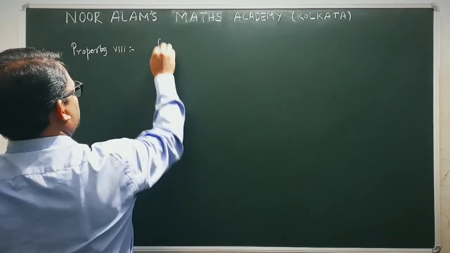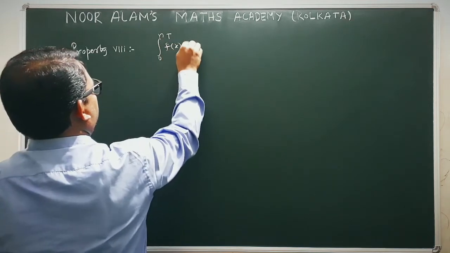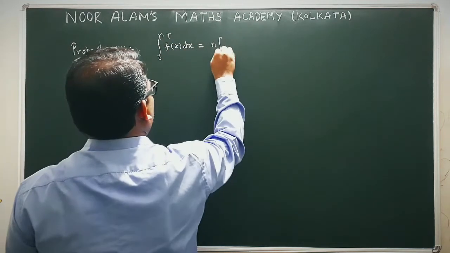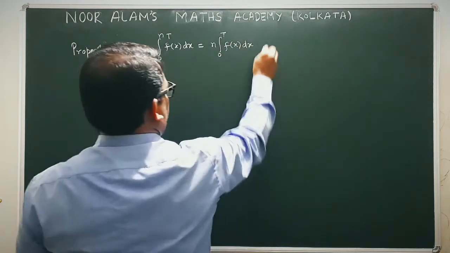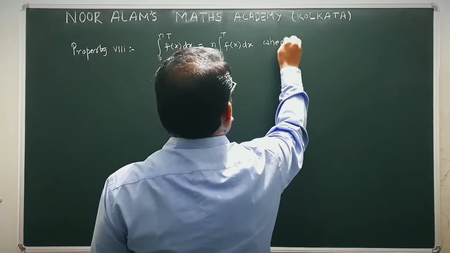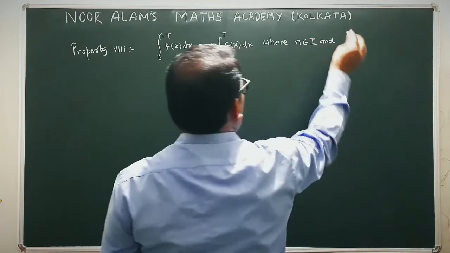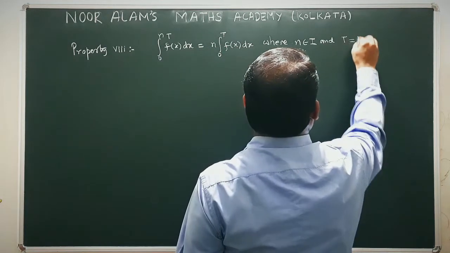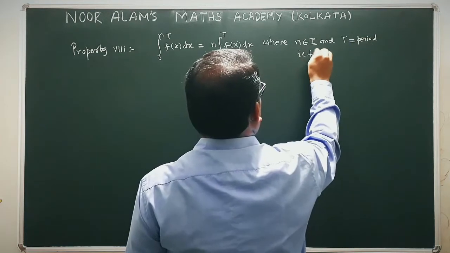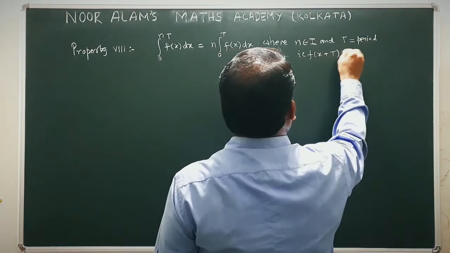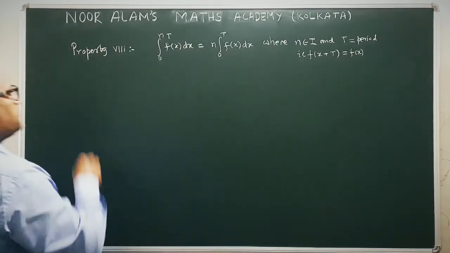Now, the integral from 0 to nT of f(x) dx can be written as n times the integral from 0 to T of f(x) dx, where n belongs to the integers and T is the period of the function, that is, f(x + T) can be written as f(x). Now this property is very important.